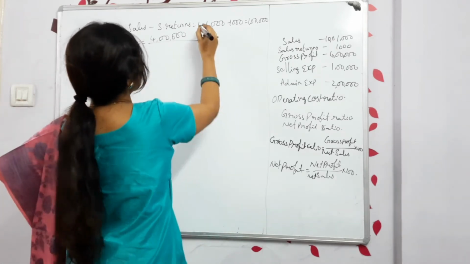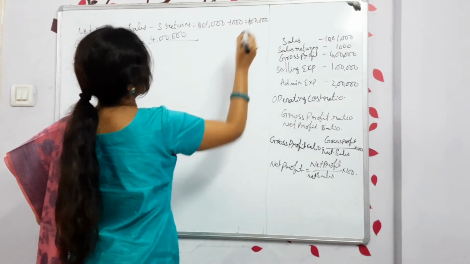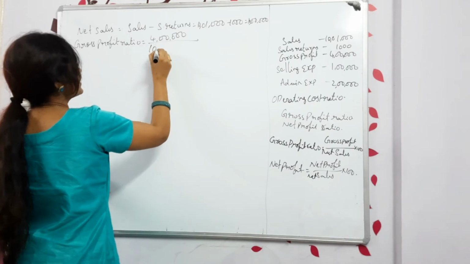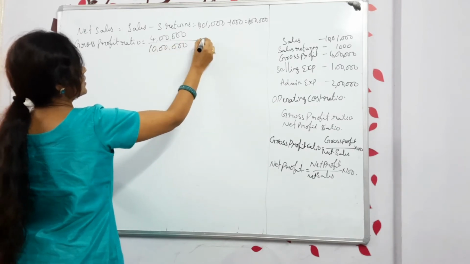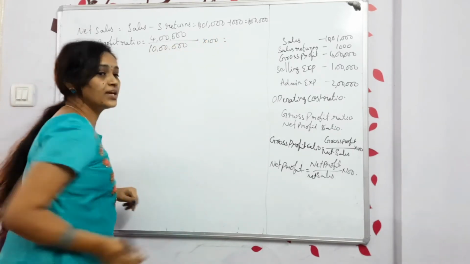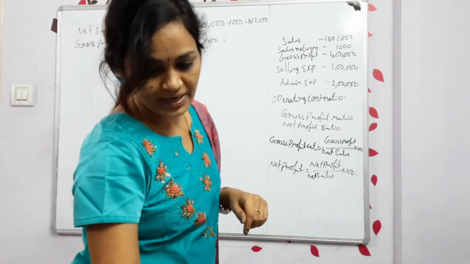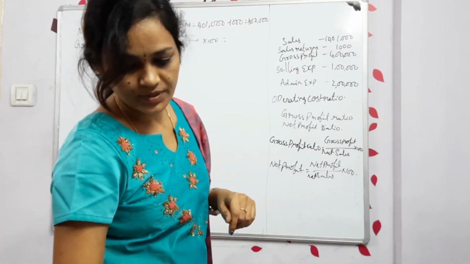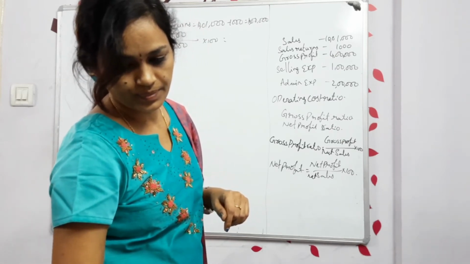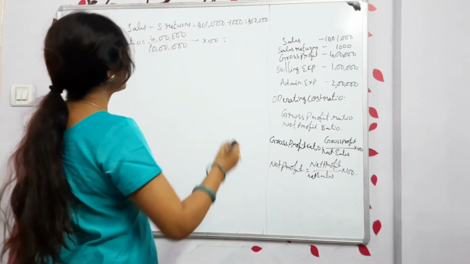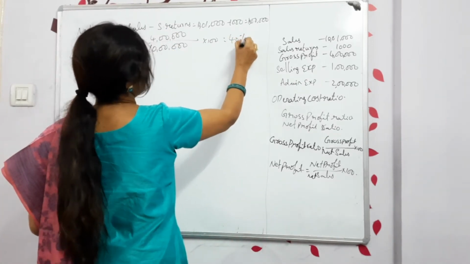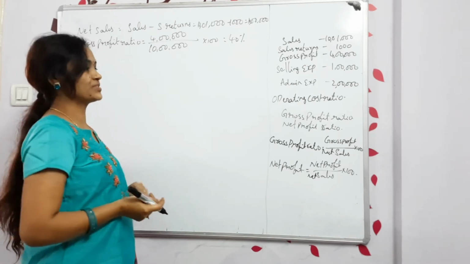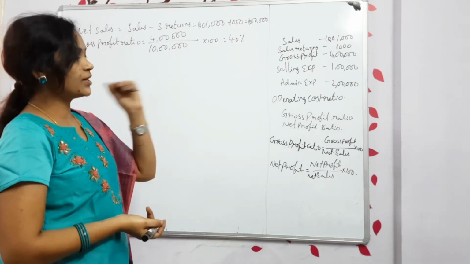Hey, this is 10 lakh 1,000, no? 10 lakh 1,000. So you got 10 lakhs. Okay? 10 lakhs into 100. How much you will get? 4 lakhs divided by 10 lakhs into 100. It is 40%. Next, you should find out net profit ratio.